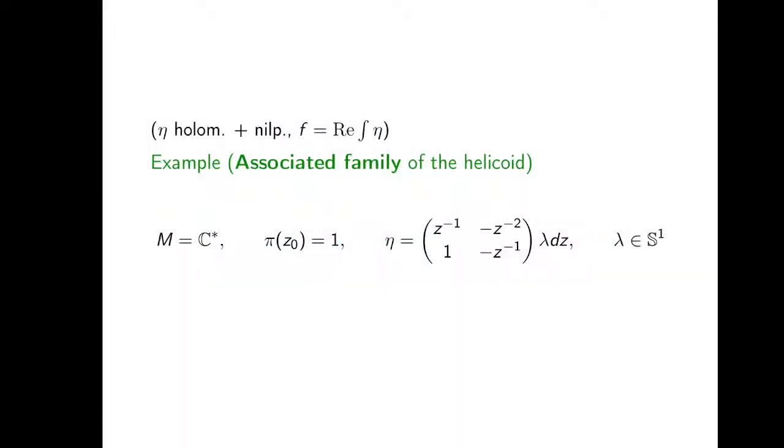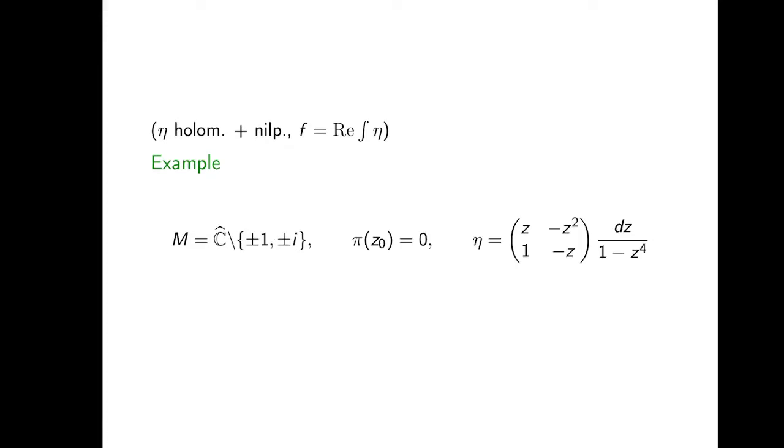Let's look at another example to see what can happen with this period problem. Here I take as a Riemann surface the Riemann sphere minus 4 points at plus and minus 1 and plus and minus i. As a base point, I take any point above 0, which is in M, and as a holomorphic potential, let's take this one. So you see it has simple poles where you have punctures on the Riemann surface.